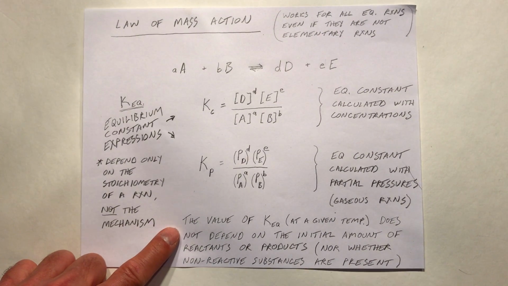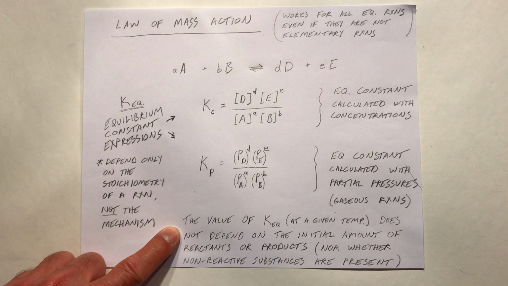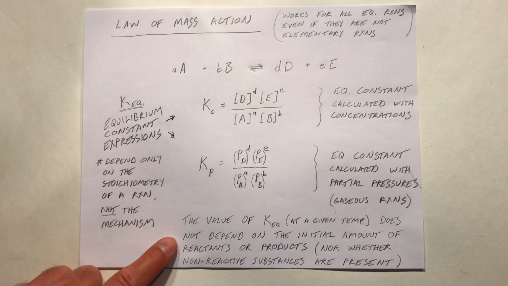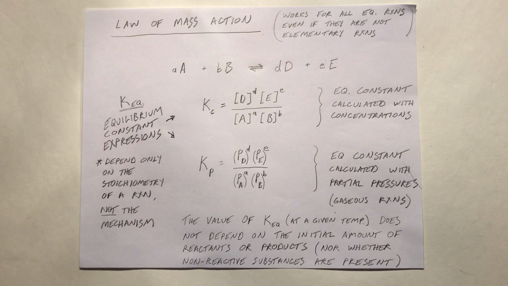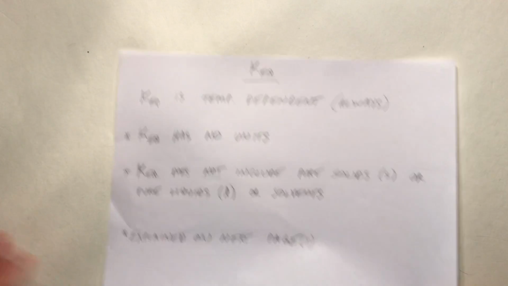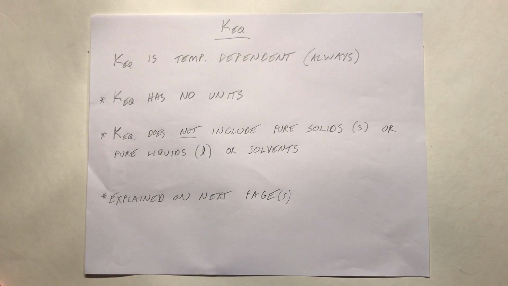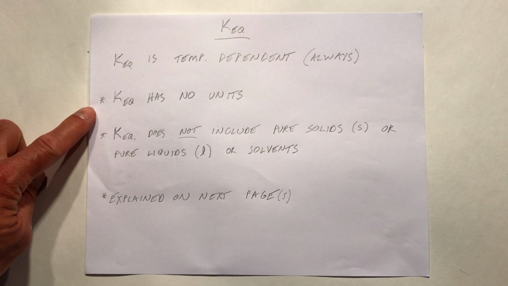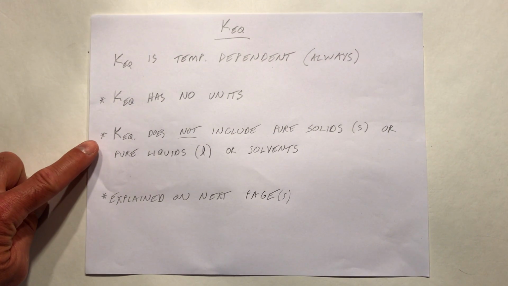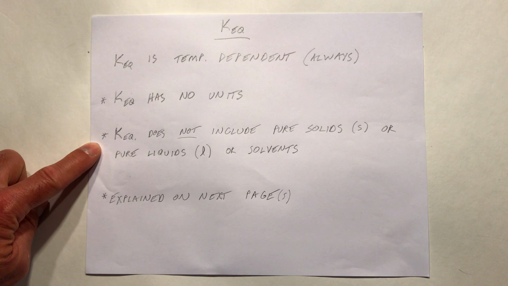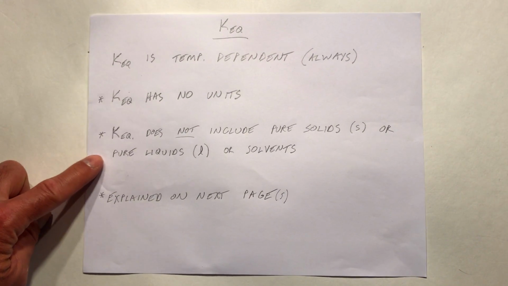The value of the equilibrium constant, KEQ is the generic way to write it, at any given temperature does not depend on the initial amount of reactants or products, nor whether any non-reactive substances are present. It just depends on what the reaction is and what the temperature is. So we can say that KEQ is temperature dependent always. KEQ has no units, and we're going to take a look at that in the next few pages. And KEQ does not include pure solids, pure liquids, or any solvents in the reaction.